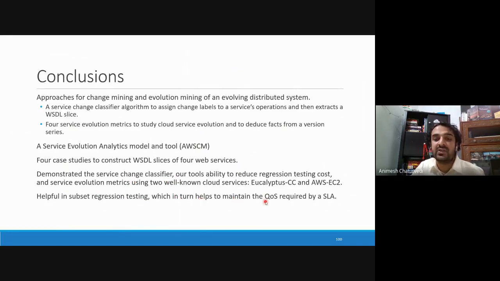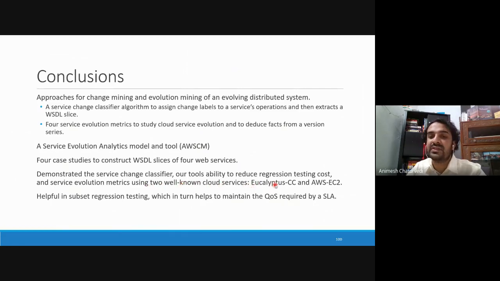And this could also be helpful for various types of predictions that could be done for regression testing, and to do the QoS analysis, means quality of service analysis, to maintain the quality of service that is required to maintain the service level agreement. So this subset regression testing could save you the cost that is required to do the full regression testing. So this subset WSDL, or WSDL slice, would help you do the subset regression testing, and that would help you minimize the cost of doing the quality of service maintenance, and also the service level agreement maintenance.